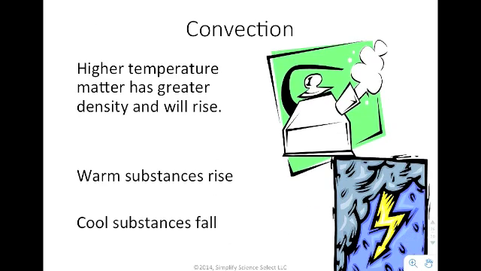Next, we have convection. Convection says that higher temperature matter will rise because it has a lower density, and as it has a greater density, it will fall as it cools off. So this circular pattern, this transfer of heat as things rise and fall, is called convection.